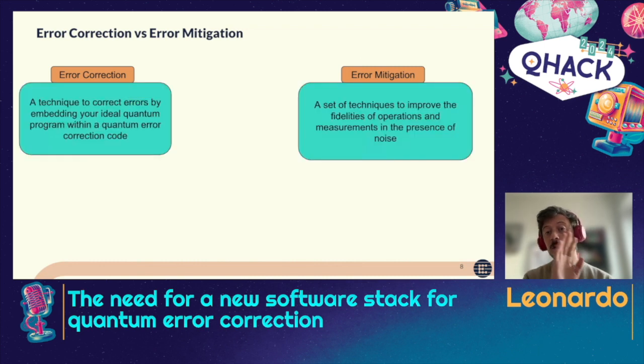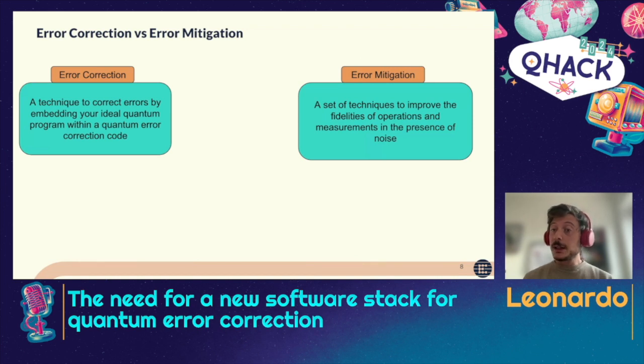And how to solve certain problems. So error correction is a technique to correct errors by embedding your ideal quantum program within some quantum error correction code. Now, this will be a bit more clear later on what it means, but fundamentally, the goal of error correction is to correct errors. You want to know what error has occurred on your device, in your computation, and you want to do something to fix that error. On the error mitigation side of things, on the other hand, we have a set of techniques that try to improve the fidelity of the operations you're performing on your quantum device.